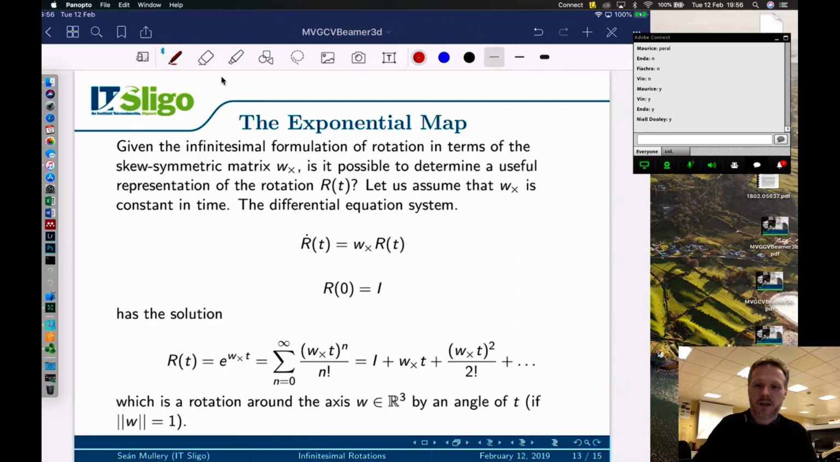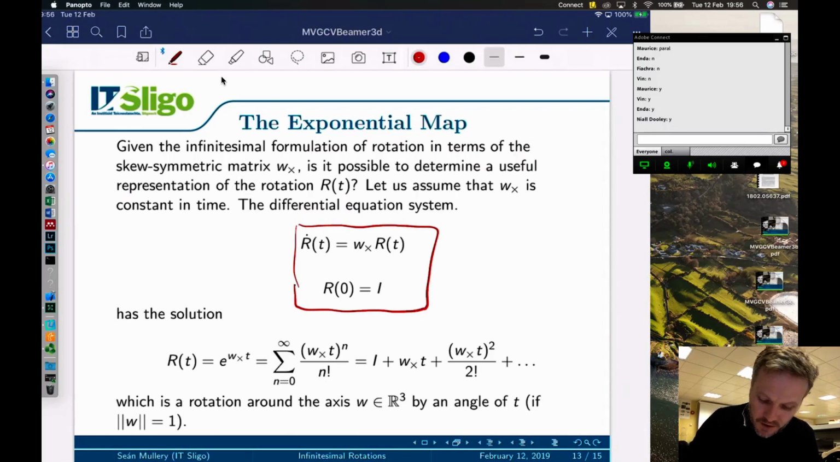Okay, so let's assume that Wx is constant in time. Then we have a differential equation here, which is that the rotation at any given time t is given by the skew-symmetric matrix multiplied by the rotation at the time t. And then the other one, that the rotation at 0 is equal to the identity.